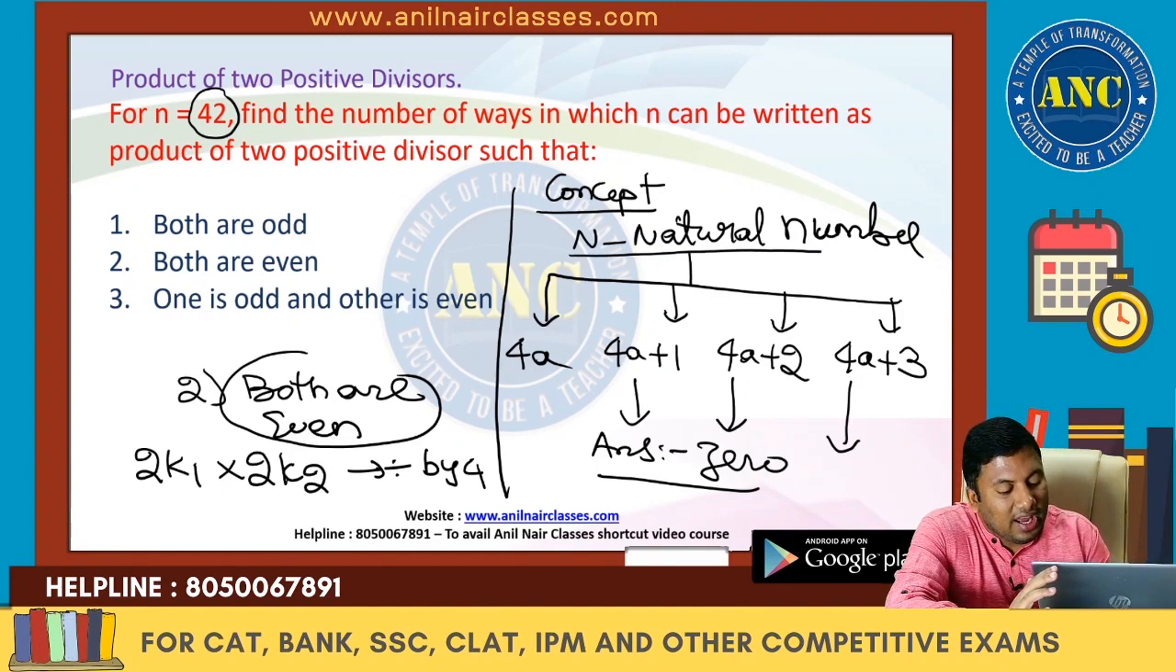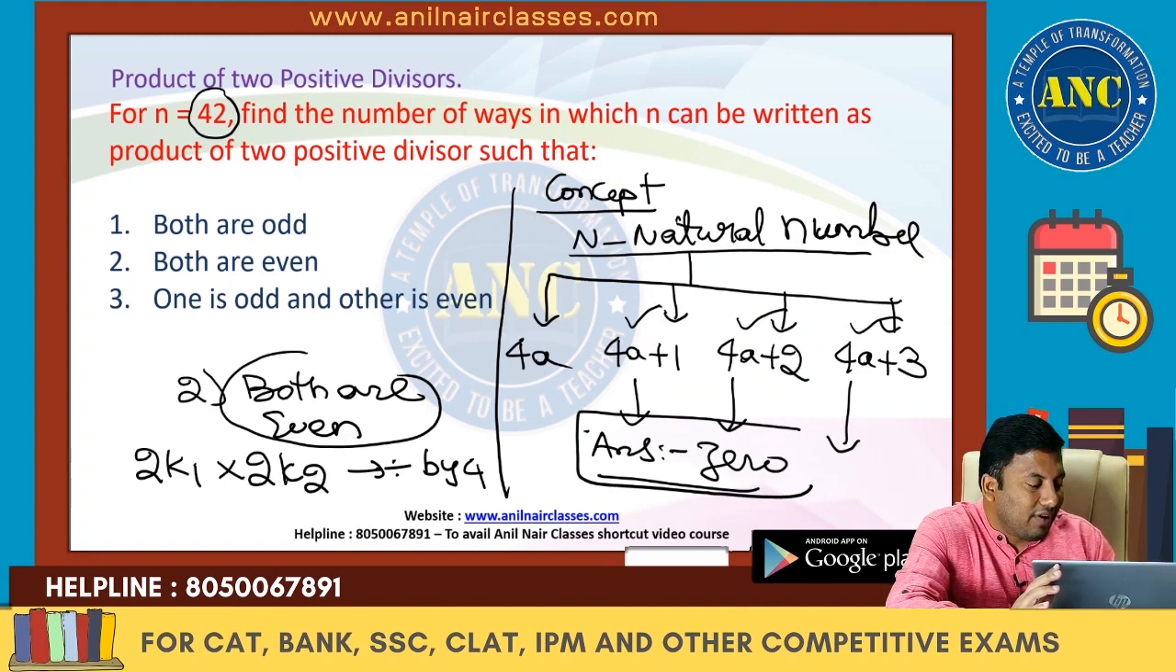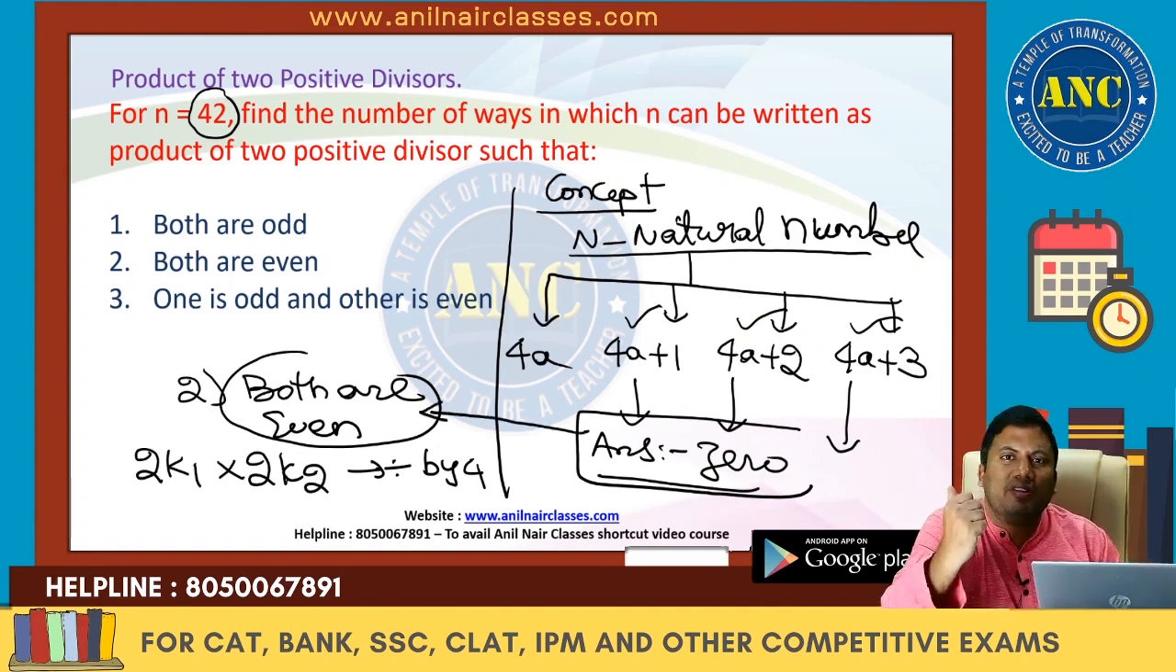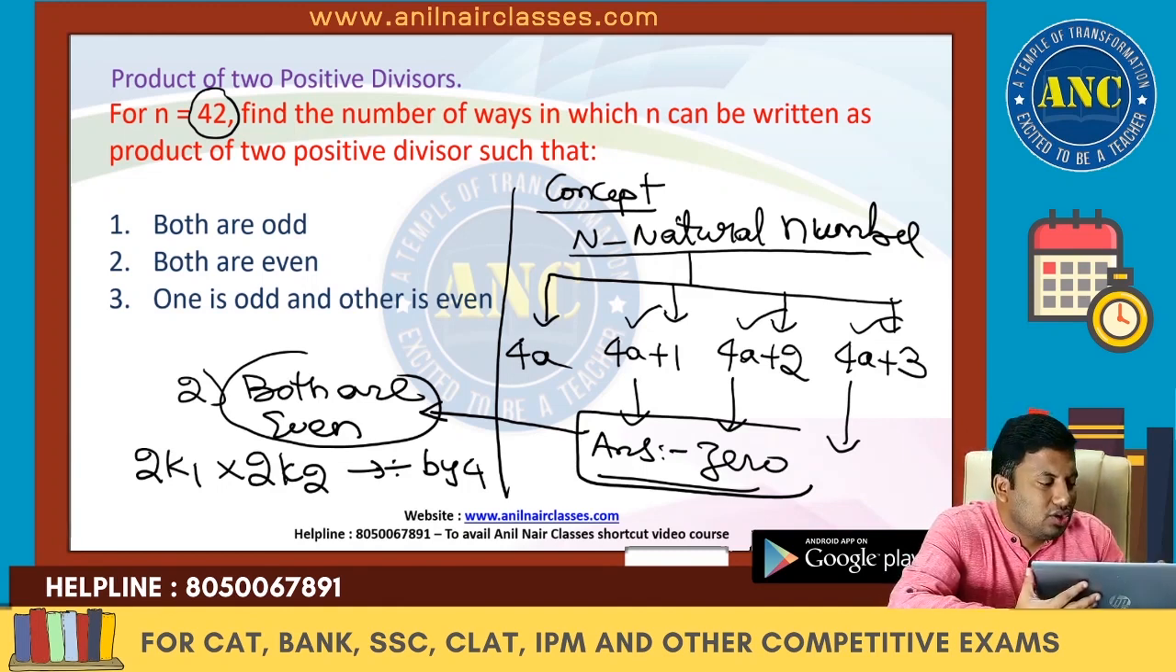If n is a natural number and the right hand side is other than divisible by 4, it gives a remainder 1, remainder 2, or remainder 3, the answer will be 0 for the case where both are even numbers. How can it give an answer if both are even numbers? One is 2k1, another is 2k2. 2k1 into 2k2 has to be divisible by 4. It cannot give a remainder 1, remainder 2, or remainder 3. So both are even, the answer is 0.